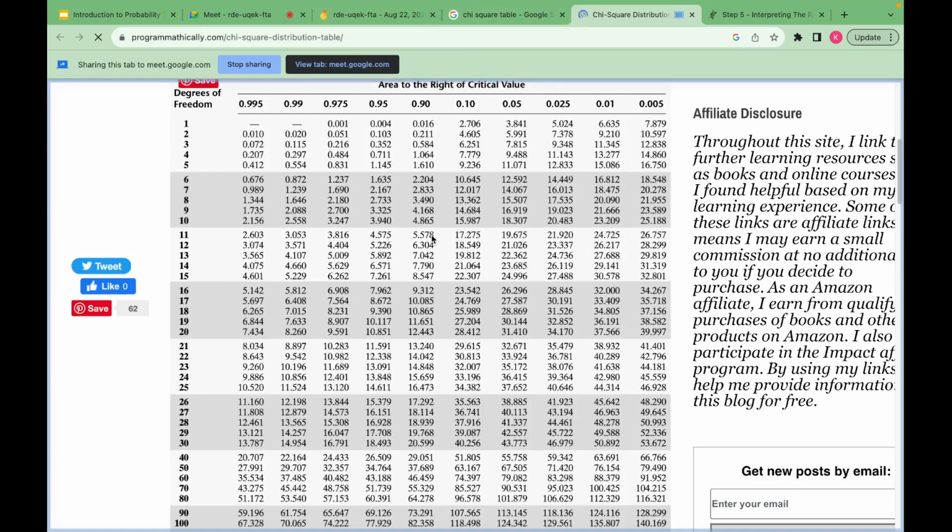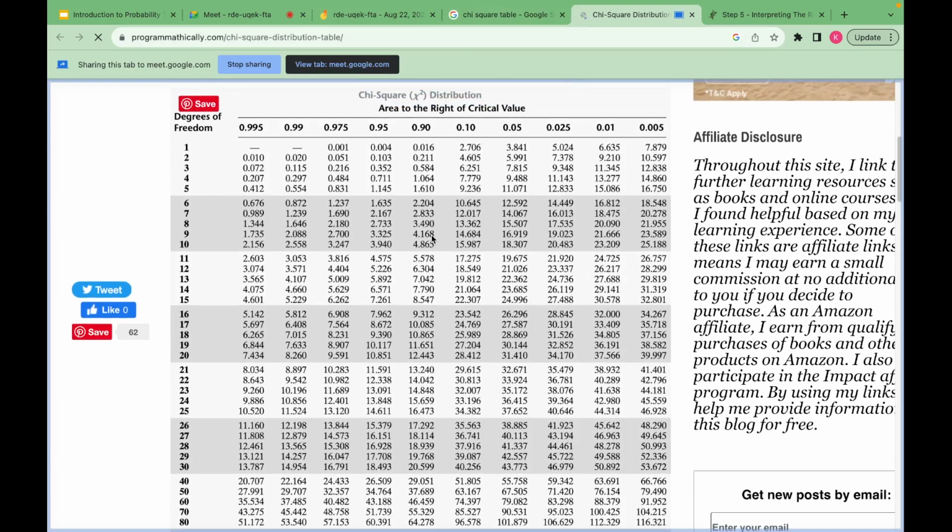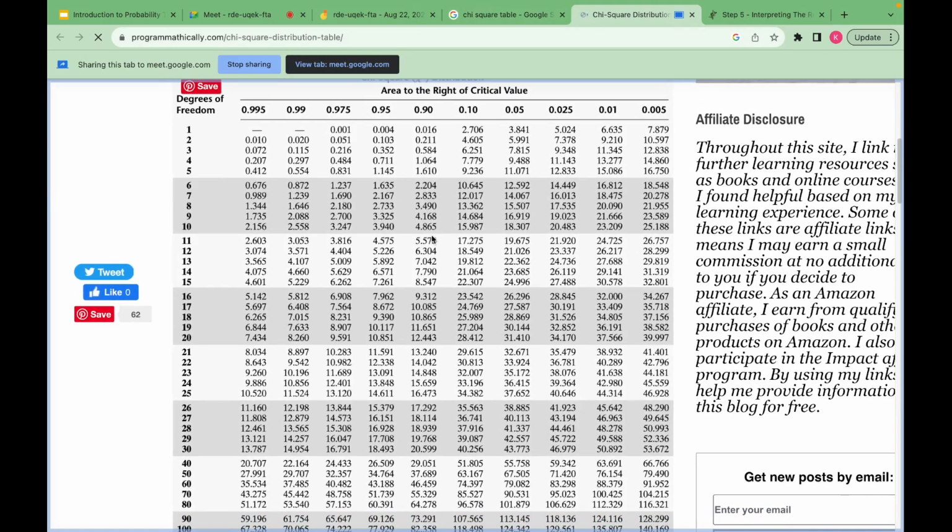So here, this is the chi squared table. First we want alpha equal to 0.025. So here this is 0.025 and the degree of freedom is 15. The corresponding value is 27.488. Okay, this is 0.025 and this is 15. This is 27.488.